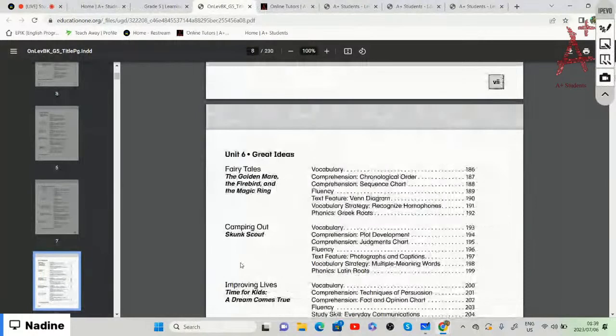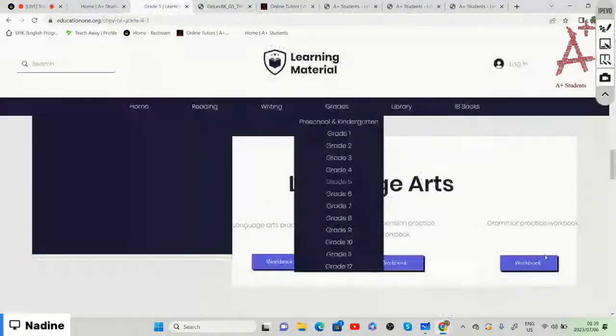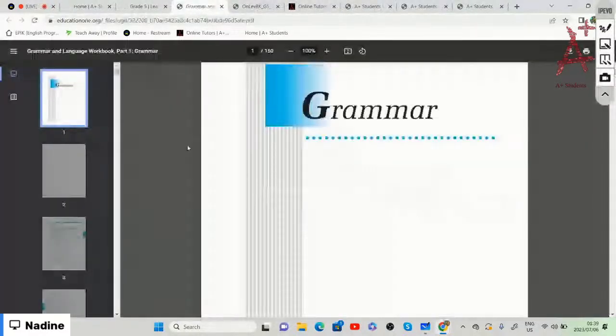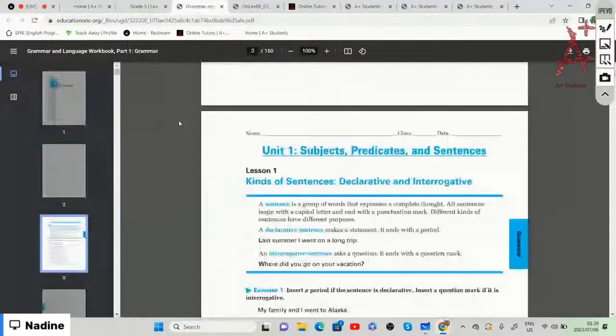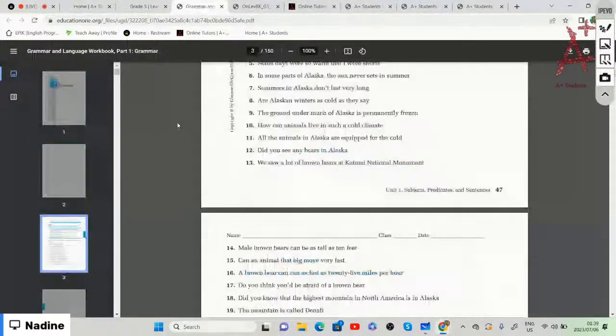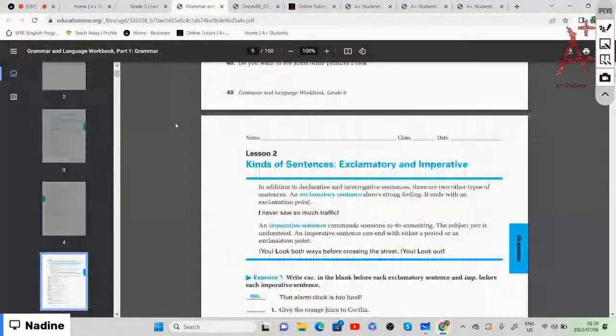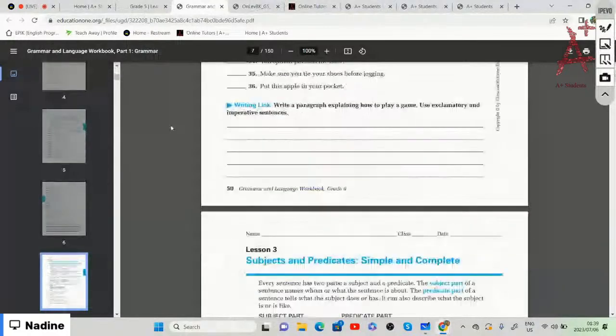Oh, I don't see the verbs. Let us go to the grammar practice book, which is the third one, rather. And then we're going to scroll down until we get to the verbs.